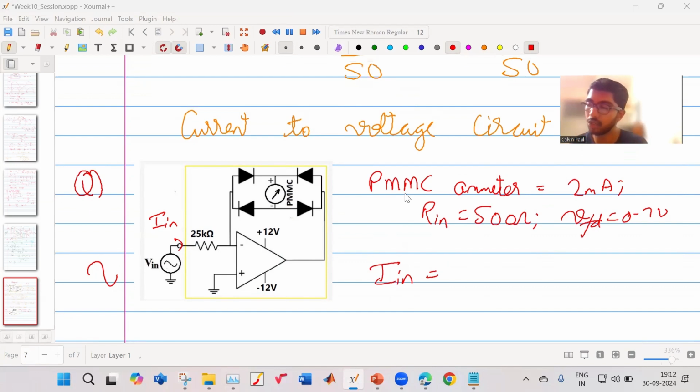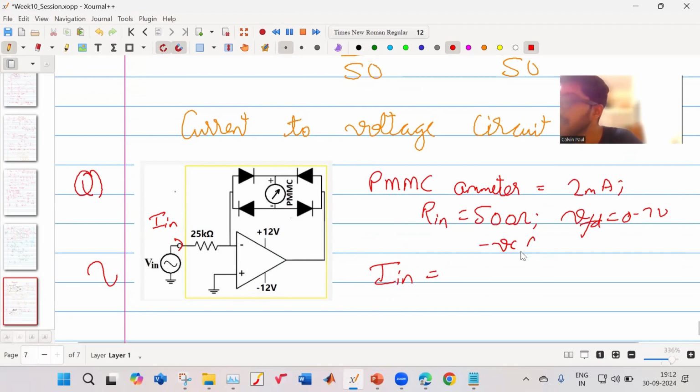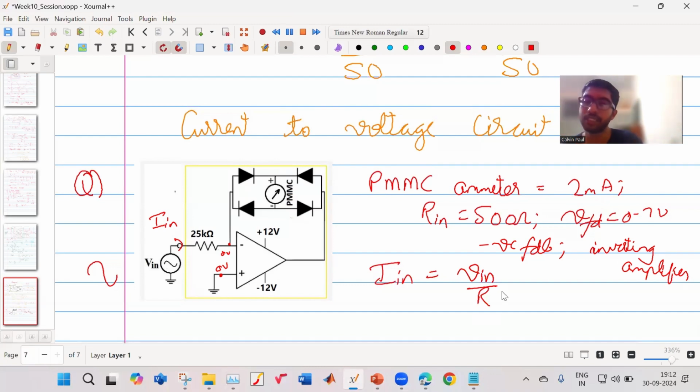What we must know first of all is that there's negative feedback, and this is an inverting amplifier. So over here, what is the voltage? 0 volt. By the virtual short concept, the voltage over here is 0 volt. So my input current is V in upon this resistance. This is my input current.